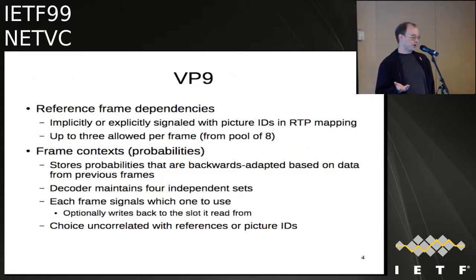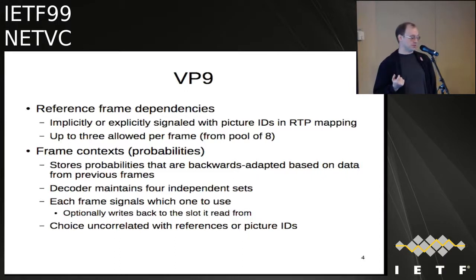So there are a bunch of reference frame dependencies. Basically, you're allowed up to three reference frames. Each frame can reference up to three different frames out of a pool of eight that the decoder maintains. And these are implicitly or explicitly signaled with picture IDs in the RTP mapping. The implicit version is basically you just set up a pattern that gets used over the whole group of pictures. And the explicit version, just in the frame header, has a list of up to three picture IDs, and those are the ones you reference.